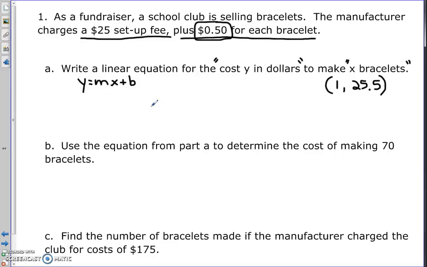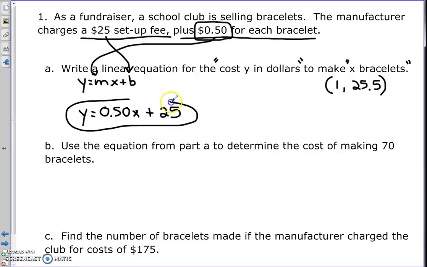Okay, so to be charged an initial one-time only setup fee is going to correspond to the y-intercept, and then something that changes is like the slope. So it depends on how many bracelets are purchased. So 50 cents per bracelet, so 50 cents times x. x represents number of bracelets, so that would make sense for those to be multiplied to each other, plus $25 for the setup fee. So there's our linear equation.